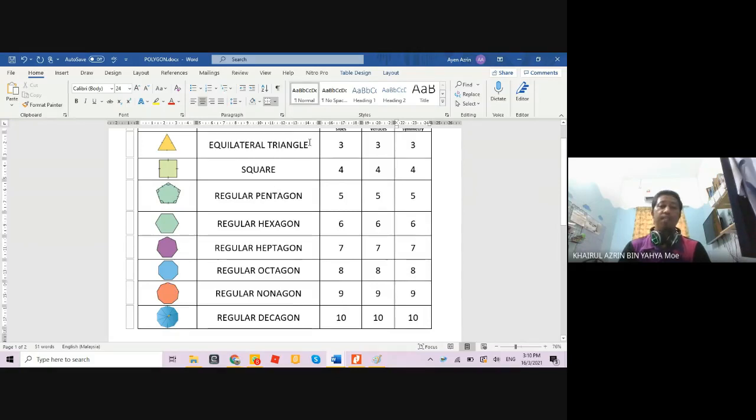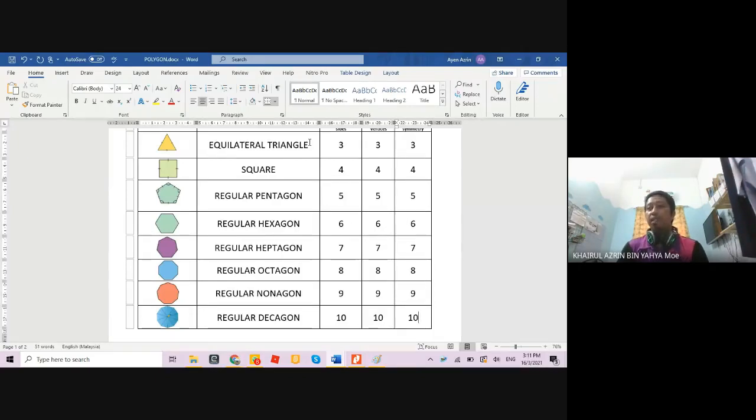Start with this one, this is very easy. Equilateral triangle, square, pentagon, hexagon, heptagon, octagon, nonagon, decagon. Remember again, the names of the polygons start with 3 sides: triangle, square, pentagon, hexagon, heptagon, octagon, nonagon, decagon.